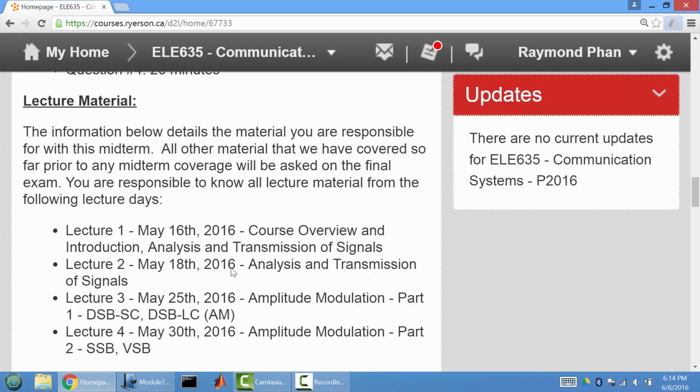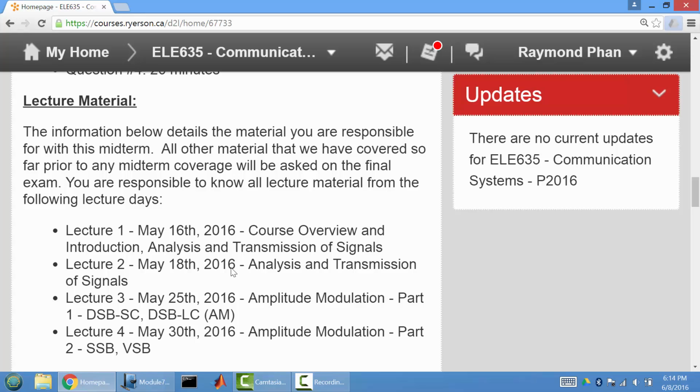So going from the first lecture, it's just a brief introduction, and I'll talk about communication systems, what they're about. And then we get on to a signals and systems review, and then amplitude modulation. All the techniques that we've talked about. So double sideband suppressed carrier, AM, single sideband, and vestigial. Anything after this point you are not responsible for.